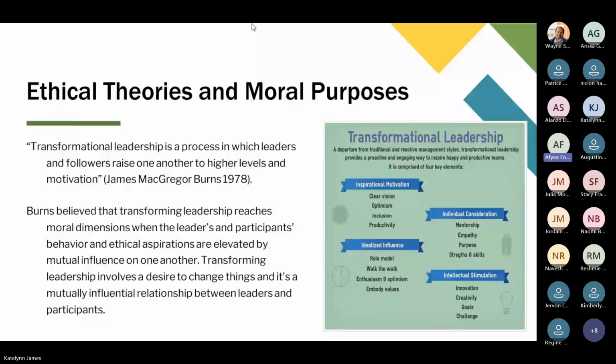If we look at the picture to the right, transformational leadership is a departure from traditional and reactive management styles. Transformational leadership provides a proactive and engaging way to inspire happy and productive teams. It comprises four key elements: inspirational motivation, individual consideration, idealized influence, and intellectual stimulation. And under each of these four elements are ways in which these elements are expressed.